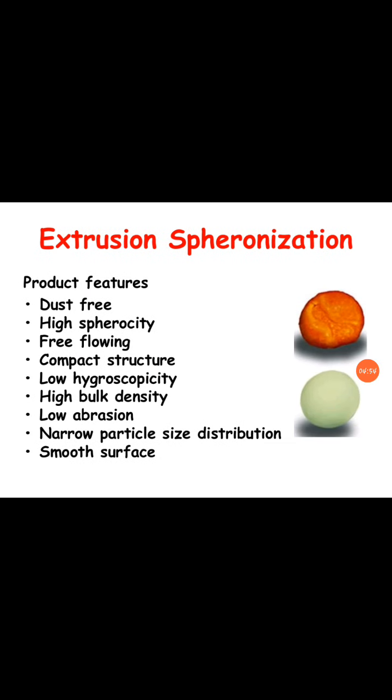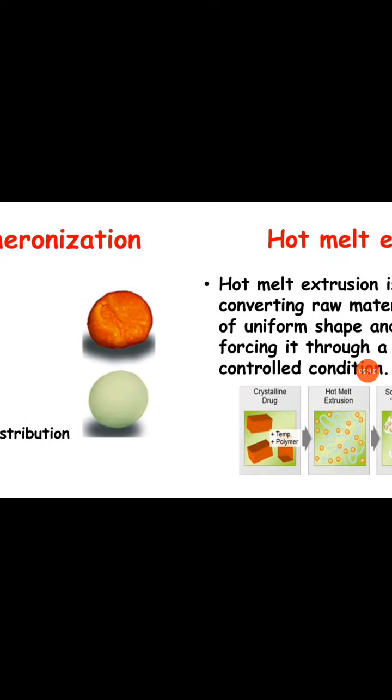The properties imparted to the pellets are: they are dust free, highly spherical in shape, and free flowing, so they can be easily made into tablets or other compressed dosage forms. They also have great bulk density, are less dense, and have low abrasion properties, etc.